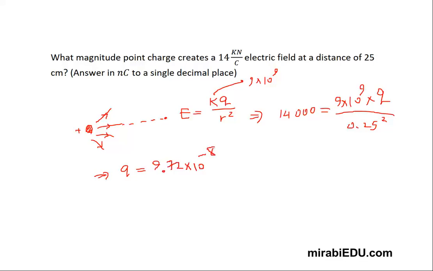Of course the units will be Coulombs, but here we need to express the answer in nanocoulombs. That's why I rewrite this in the form 97.2 times 10 to the negative 9 Coulombs, or 97.2 nanocoulombs. Now I've expressed the answer in nanocoulombs, and it has one decimal place. Okay, that's enough here. I just meant to solve some questions about Coulomb's law and electric field intensity.